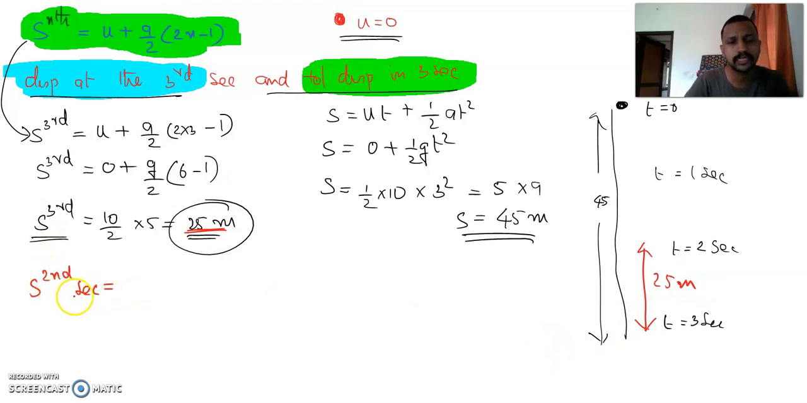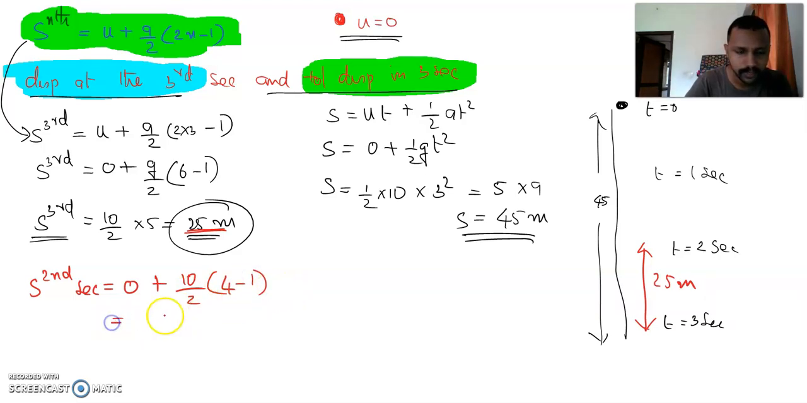Let's find out the displacement at the second second. If you are finding out the displacement at the second second, it should be 0 plus, that is u0, therefore 0 plus a by 2, that is 10 by 2 into 2n minus 1. It is 2 into n, that is 2 into 2, that is 4. 4 minus 1. That is, it will be obtained as 10 by 2 is 5. 4 minus 1 is 3. 5 3s are 15. Then at the second second it has moved a distance of 15 meter.